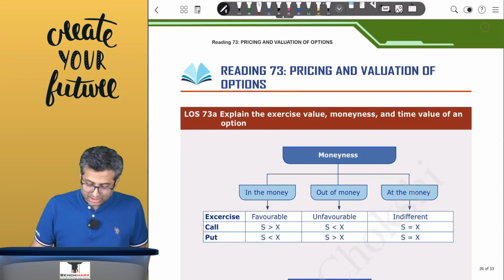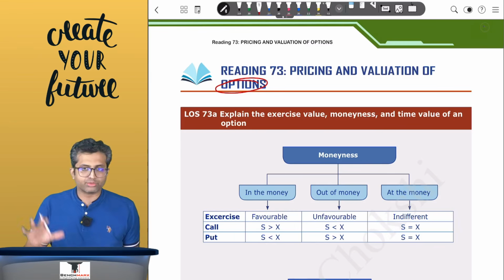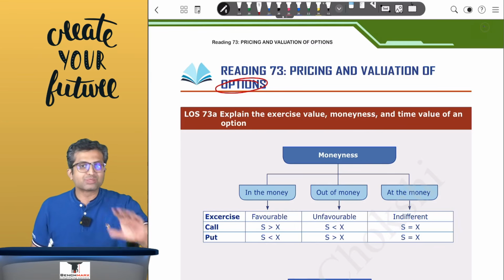So next you go into options, pricing and valuation of options. We are just going to discuss options over here. There is something called moneyness.